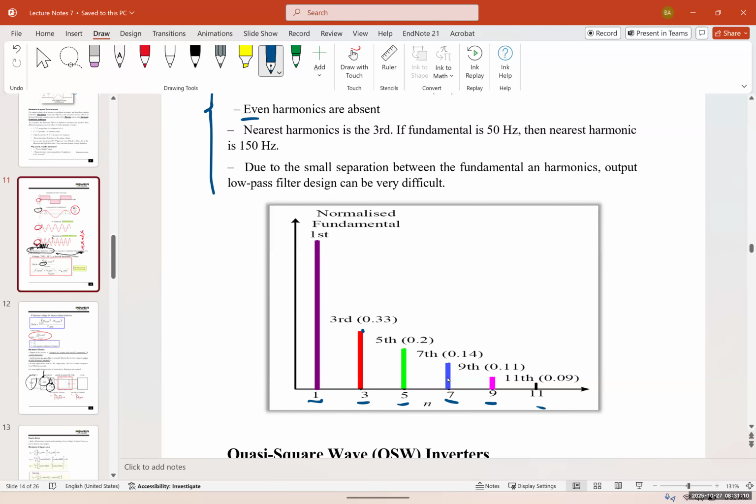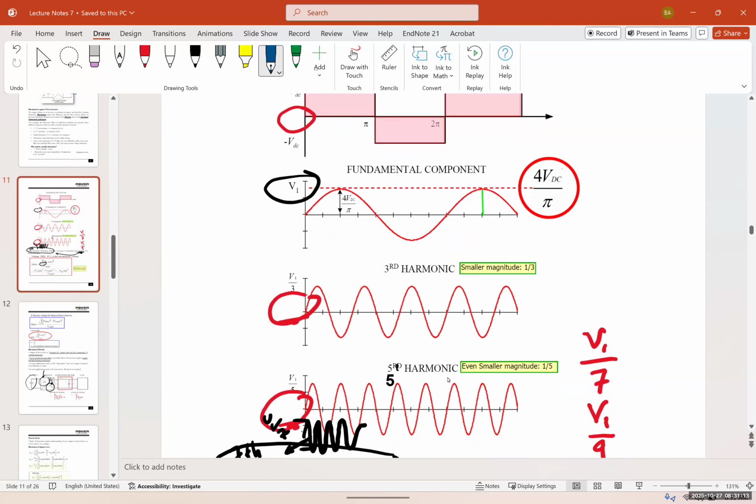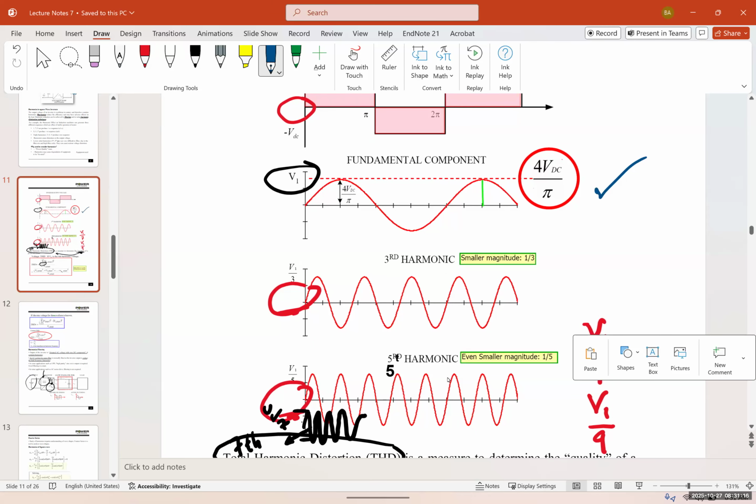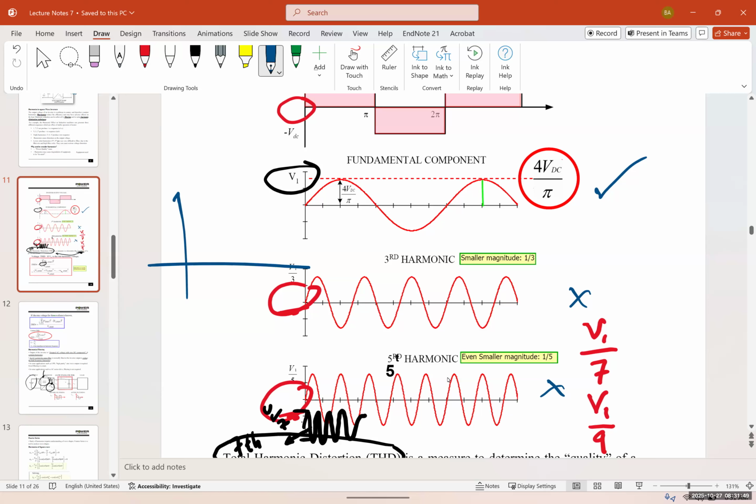So I want to go back to this picture. Which one do you want to keep? We want to keep the fundamental. So we want to eliminate the third harmonic and the fifth harmonic. Am I correct? Yes. So the third harmonic and the fifth harmonic, do they have a higher frequency or a lower frequency than the fundamental frequency? Higher frequency, okay? So in order to keep that fundamental component and filter the higher ones, what type of filter do we need? We want to keep the low frequency, and we want to block or stop the high frequency. Therefore, we're going to need a low pass filter, okay?